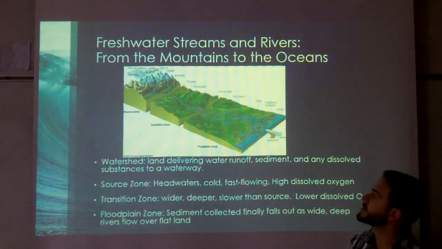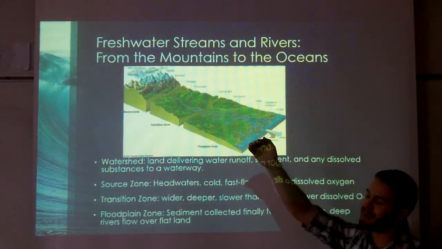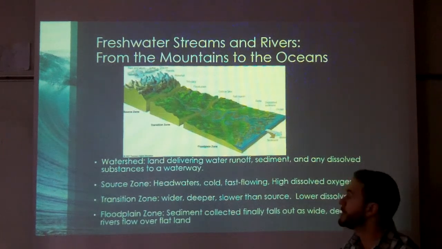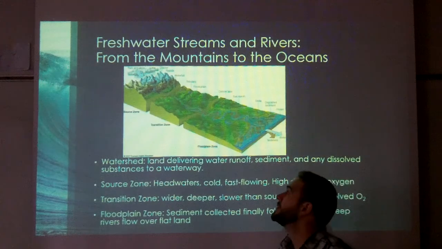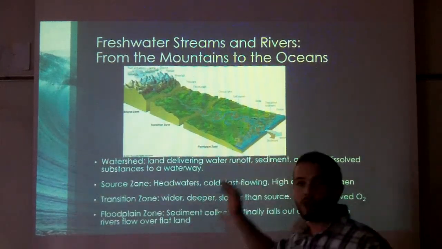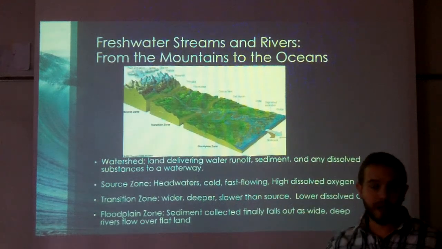Okay, streams and rivers. So they're broken down into zones too. How do you transition from the tops of the mountains all the way down into the ocean, if you will? So think of this part right here as the Appalachian Mountains. Because the water from the Appalachian Mountains travels all the way down through Tennessee, through the Carolinas, through Georgia, and eventually down into Florida, us.